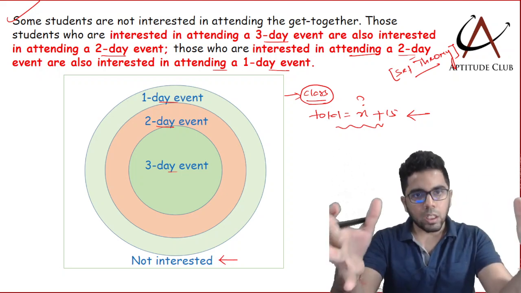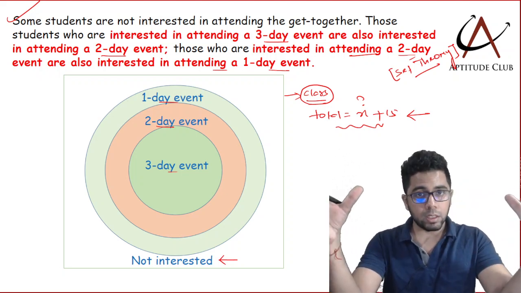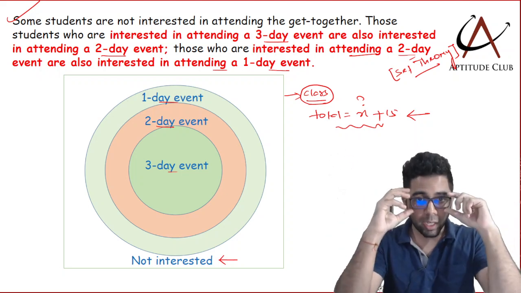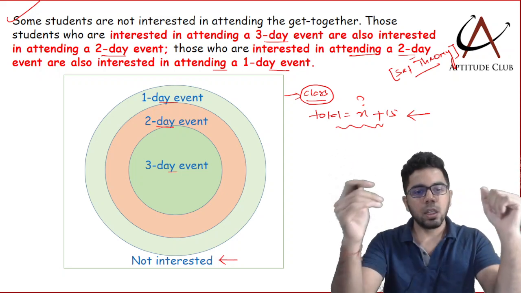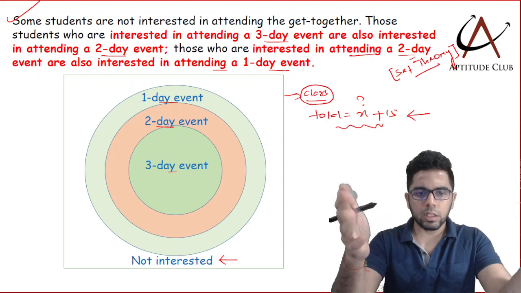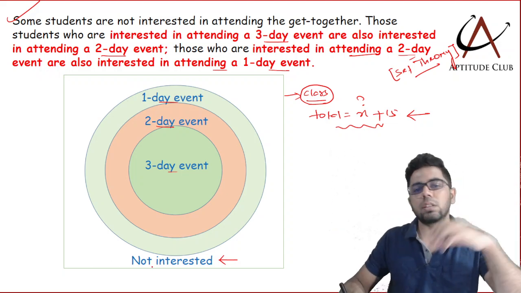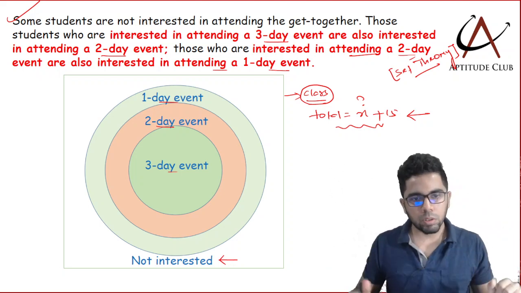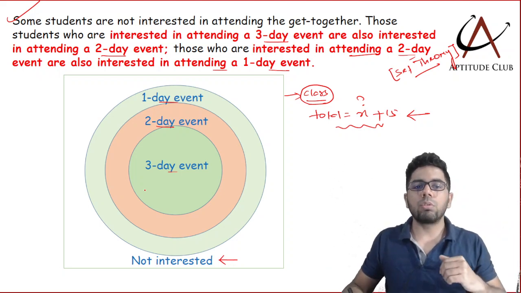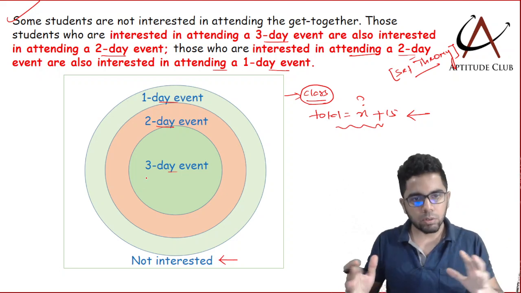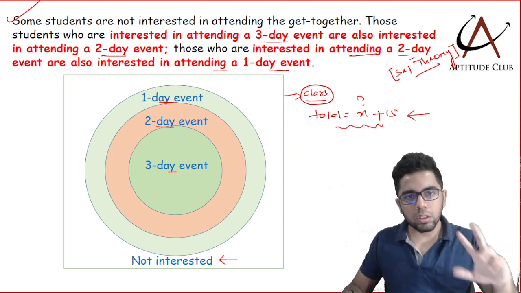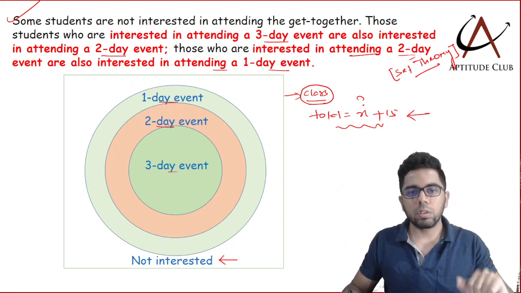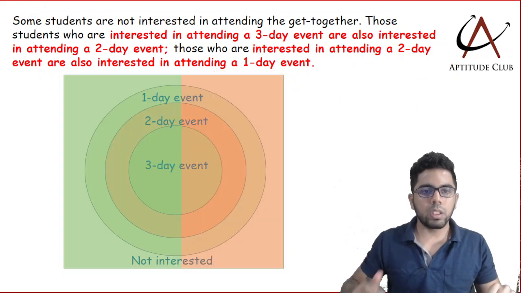But having done this, we also have 2 categories. One is boys, one is girls. So I can further classify them in this way, that there are some boys who are not interested, like in each category. For example, I'll say people are not interested to go to the get together. Among them there will be boys and girls. People interested to go to the 3-day event, among them also boys and girls. In the 2-day event also boys and girls. In the 1-day event also boys and girls. So we'll put it in this way.